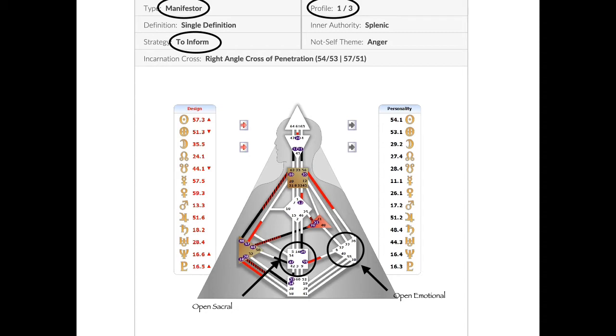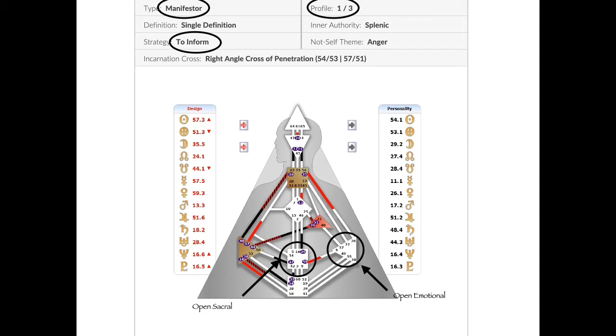For him, it's not what you call a direct connection to the throat. In other words, there's not only one channel that takes it right to the throat. His will center is a motor, and it goes through his spleen, and then it goes up through the 48-16 channel and goes to his throat. So that's how we know he's a manifestor.